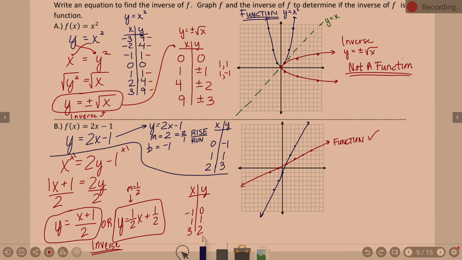And then the other thing I was going to have you do is draw in the line y equals x.